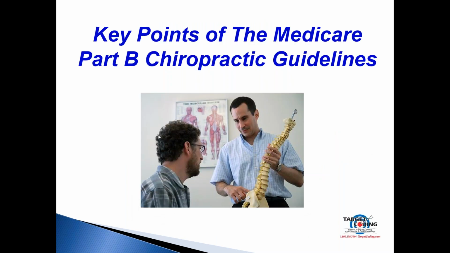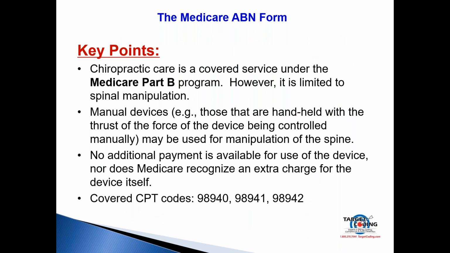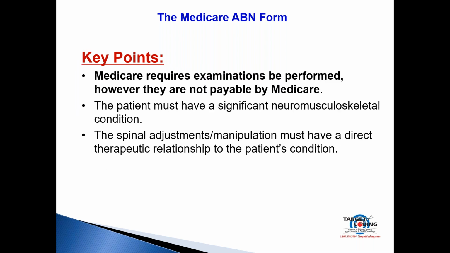Key points to Medicare Part B as far as chiropractic coverage goes. Yes, chiropractic is covered in the Medicare Part B program, but only for spinal manipulation. No other payment is available. Even if you use an activator handheld device, Medicare doesn't pay extra for that. Medicare only pays for spinal manipulation. Medicare reimburses for 3 CPT codes, 98940, 98941, and 98942.